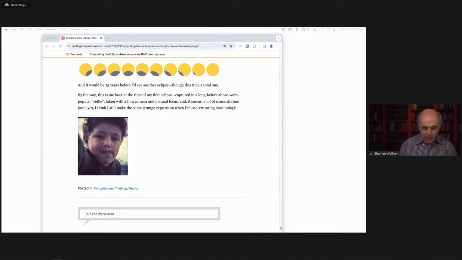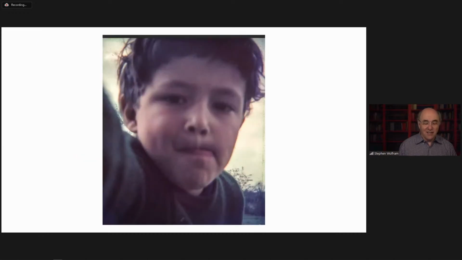I happen to have a picture of the young scientist, so to speak. This was a selfie that I took with a film camera in 1966 with a very definite look of concentration on my face. And I have to say, I make the same weird expression today when I'm concentrating. That's the way it works with us humans. We don't change. All right, let's turn this over to some questions here.